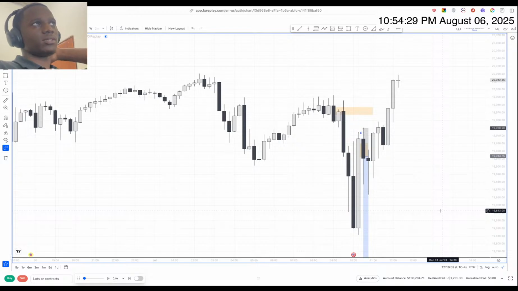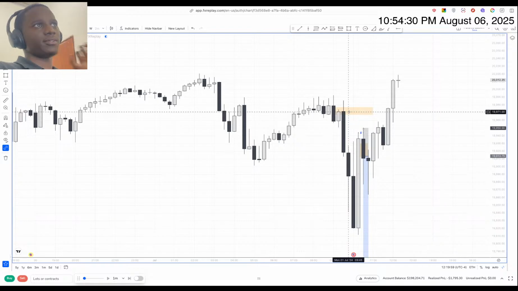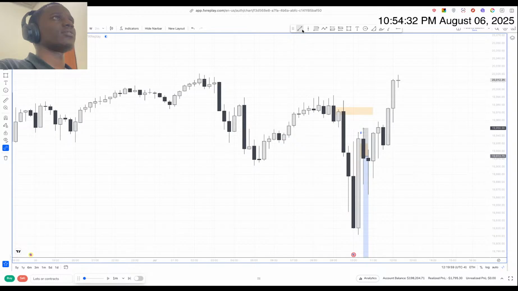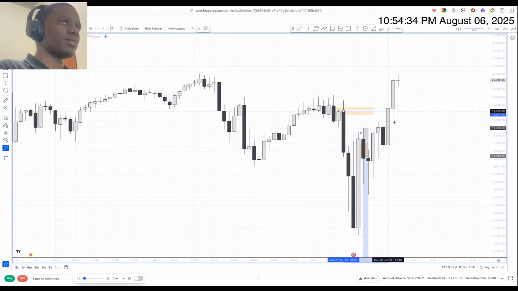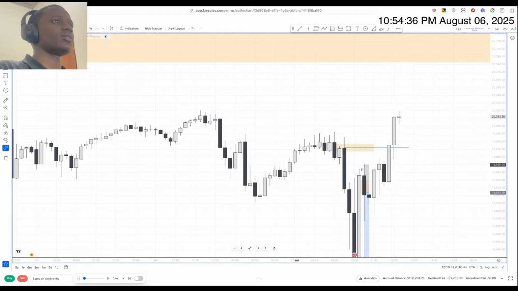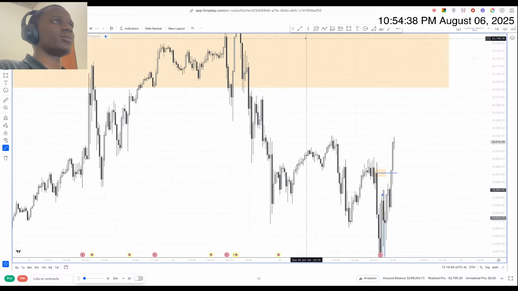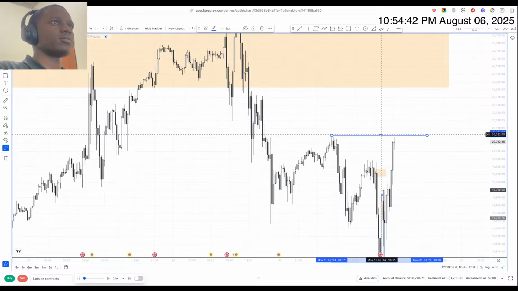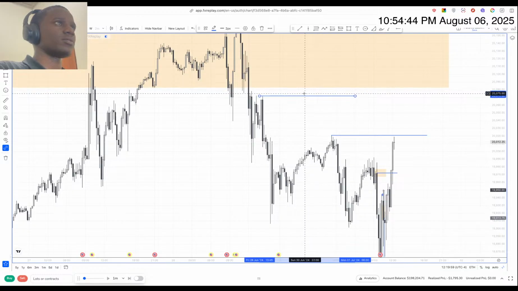So now on the 15 we get the change in state, which means that we're going to be bullish for some time. Maybe take out this high here or this one here.